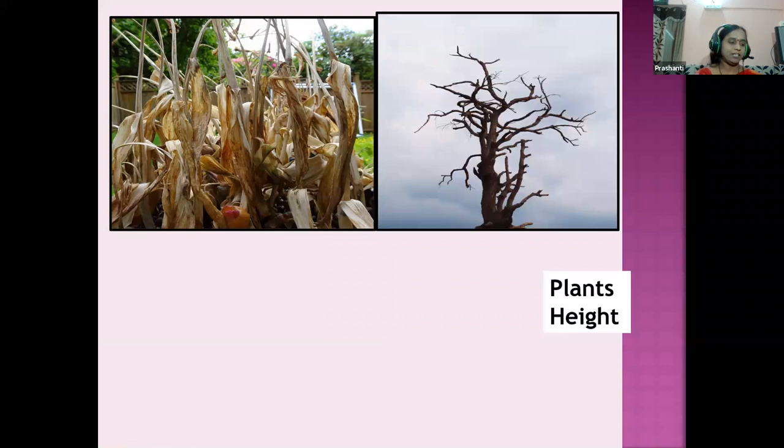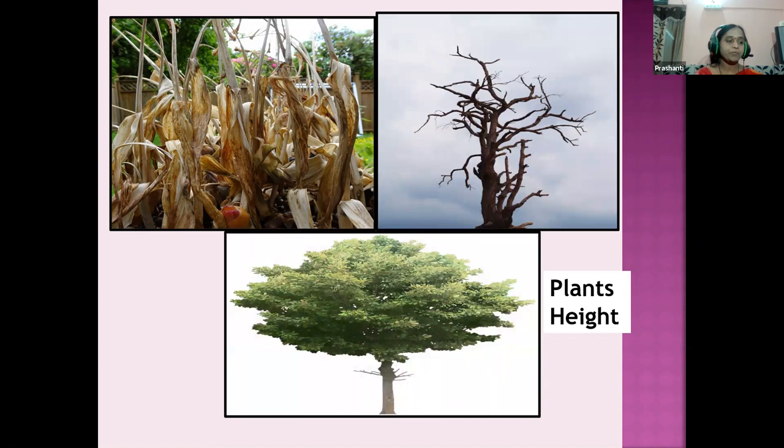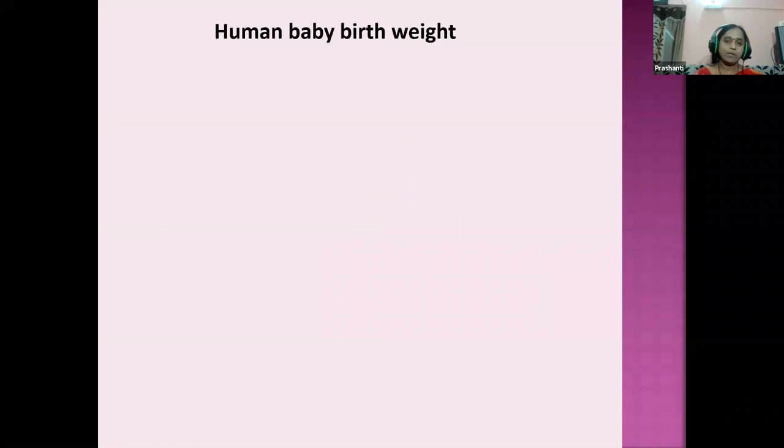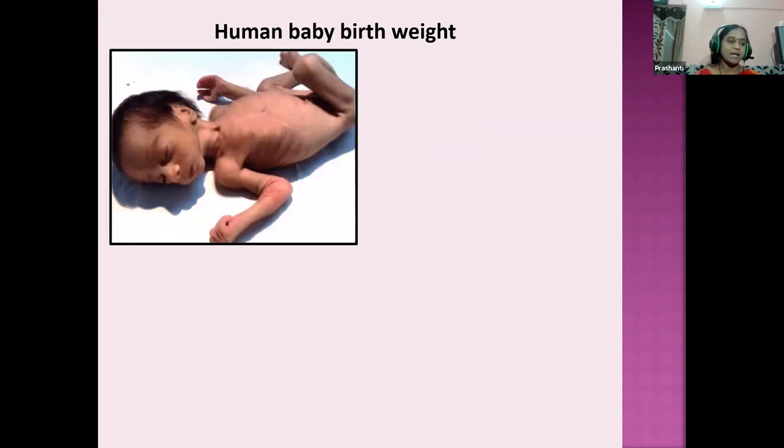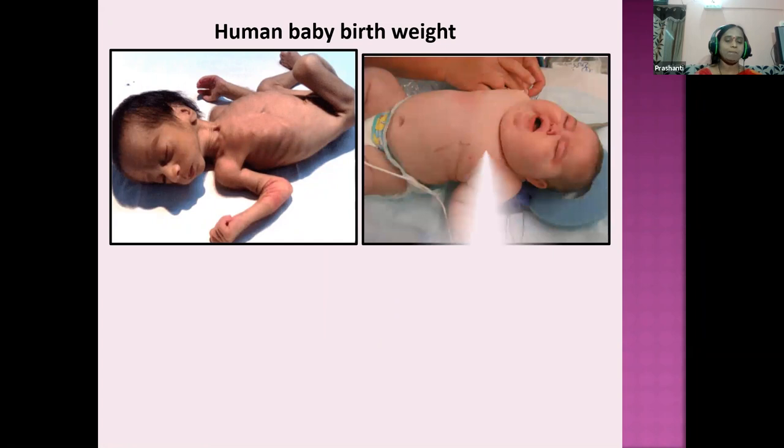Next, even the tall ones may be subjected to wind damage. So this results in an increase in the number of medium height plants. Next, take the example of human baby birth weight. This was research taken in foreign countries: babies of less than 5 pounds have less chance of survival. Babies of more than 10 pounds also have less chance of survival. So only babies of mean weight are able to survive.